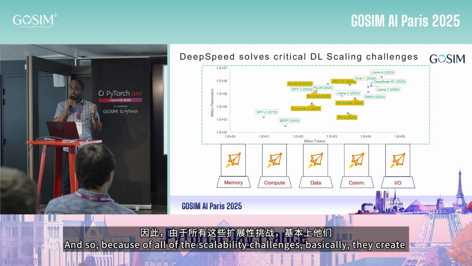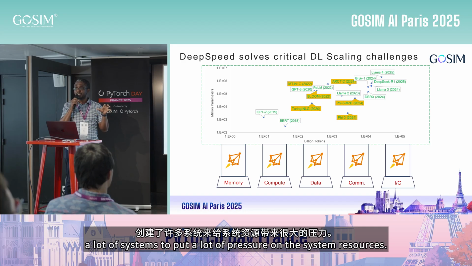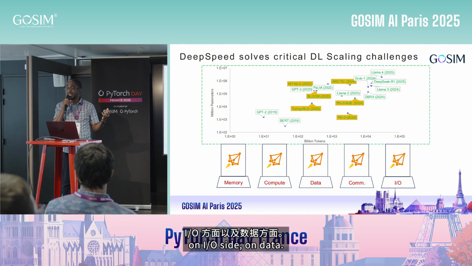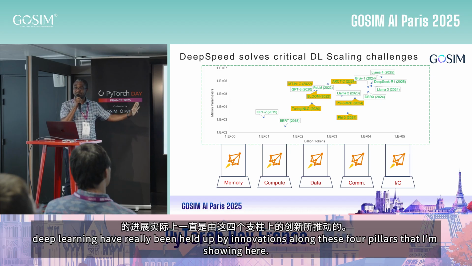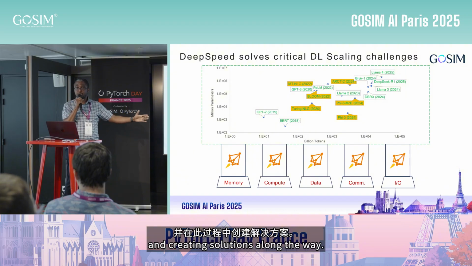Because of all of these scalability challenges, they put a lot of pressure on the system resources: on the compute side, on the memory side, on the communication side, on the I/O side, and on data. In other words, what I'm showing here is that the advancements we've had in deep learning have really been held up by innovations along these four pillars. In particular, in DeepSpeed, we've been working on all of these areas and creating solutions along the way.